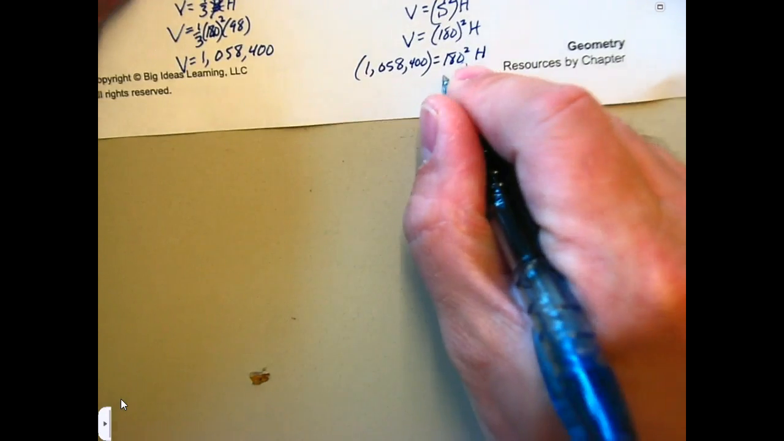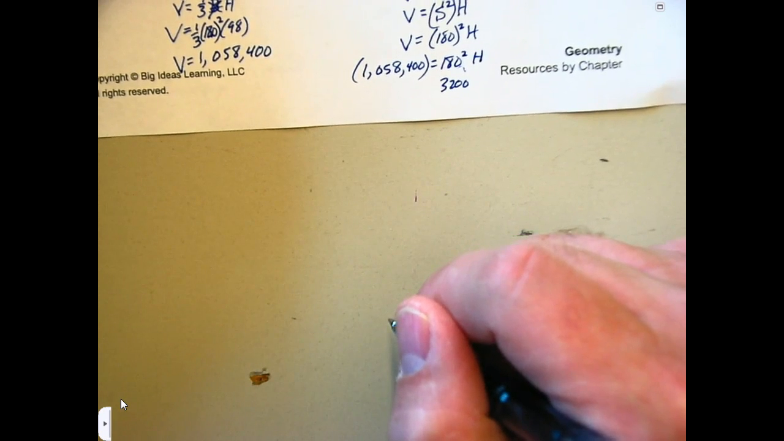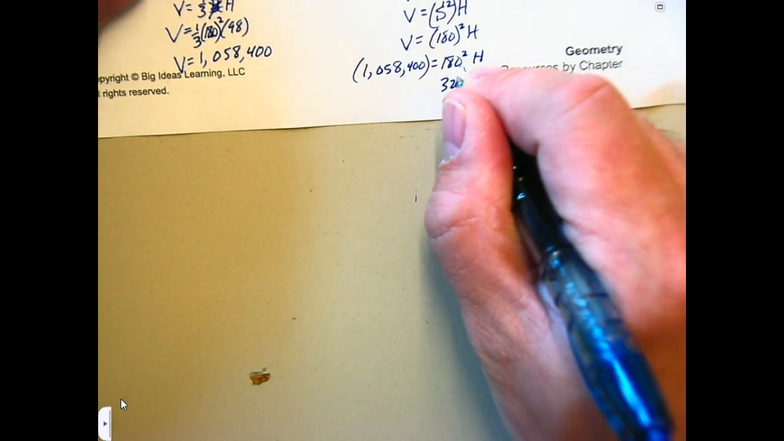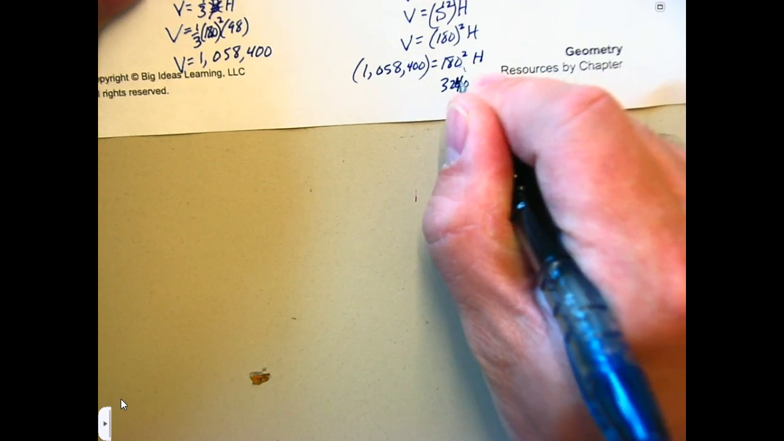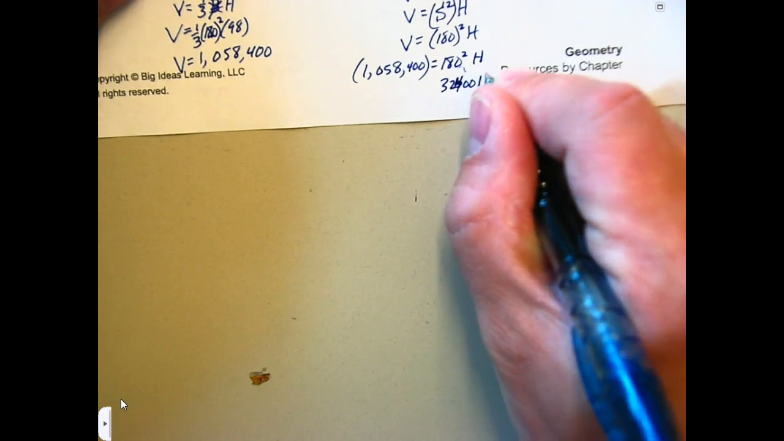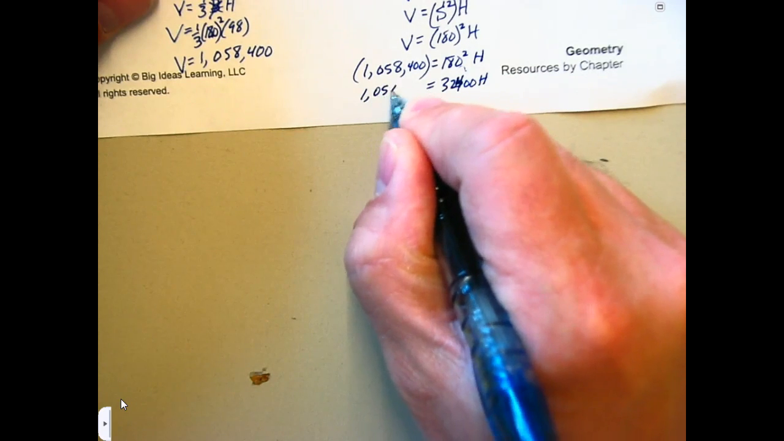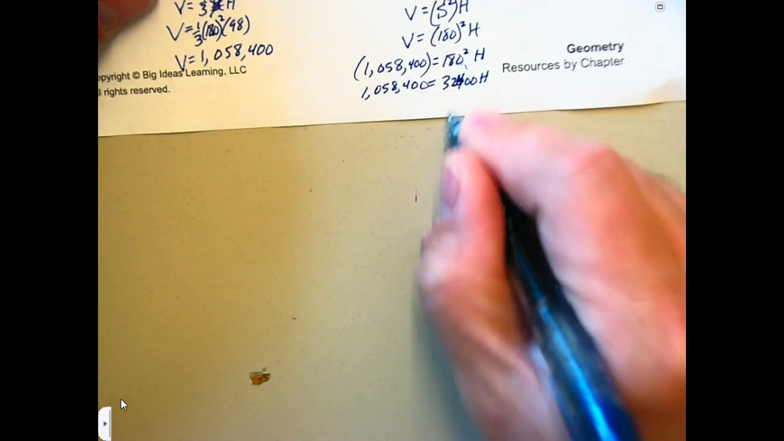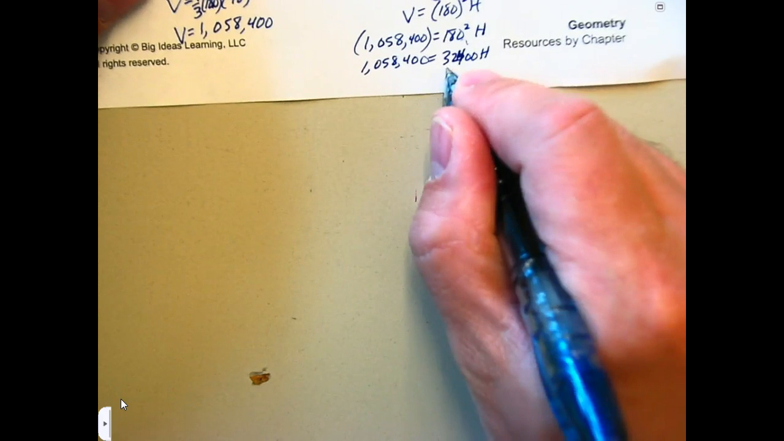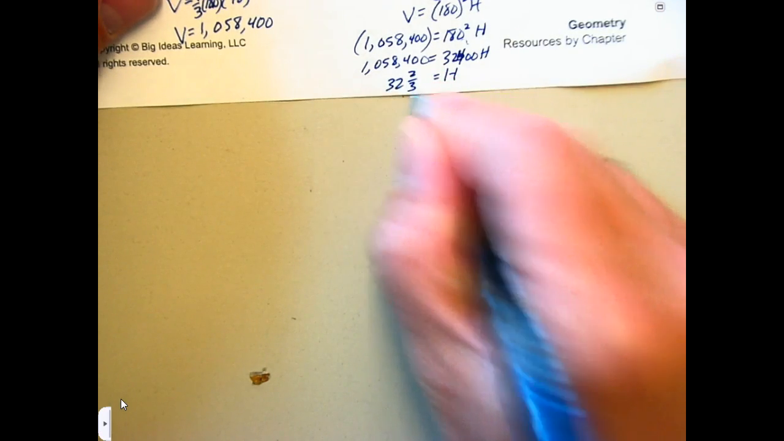Okay, 180 squared is 3,200, I believe. Is that right? At least that's what, or no, 324. 32,400. Thank you. My goodness. 32,400 H is equal to 1,058,400. Meaning when I divide by 32,400, I've got H is equal to 32 2/3. And we're in meters there.